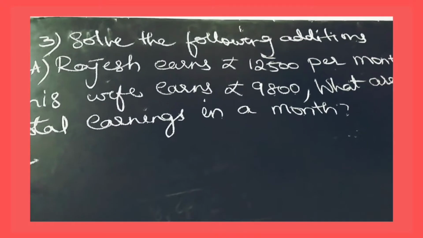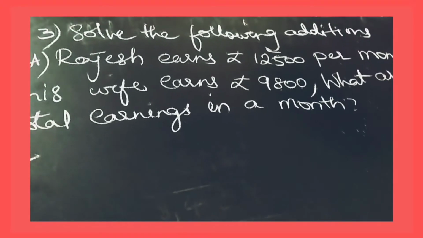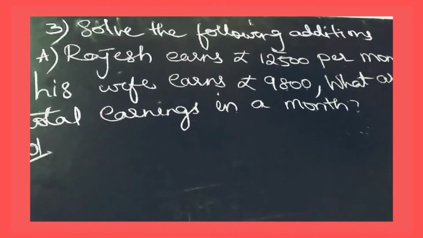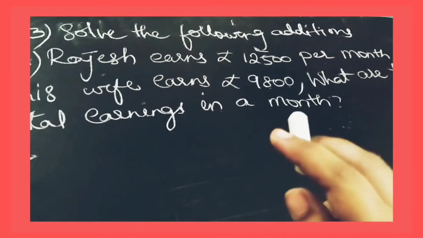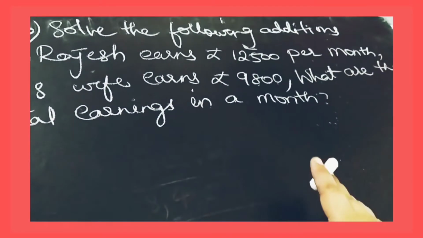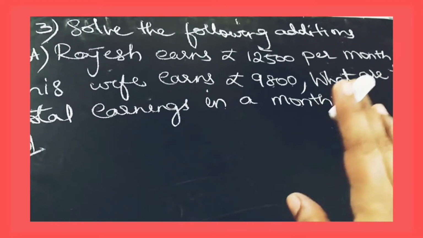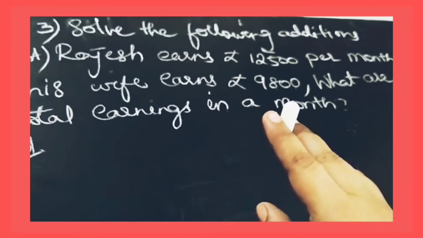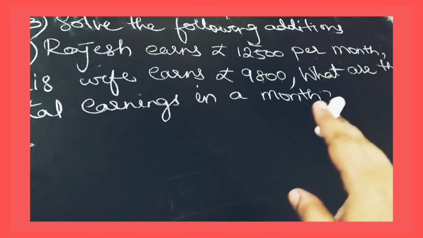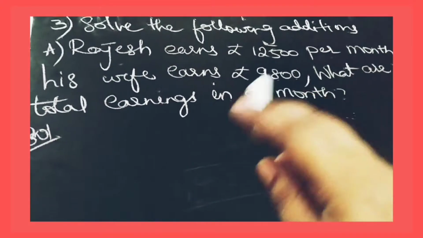Third one is solve the following additions. Okay, here also additions you have to do. Word problems are there. A1 is Rajesh earns rupees 12,500 per month. Rajesh earns how much money? 12,500. His wife earns rupees 9,800. Okay, so what are the total earnings?